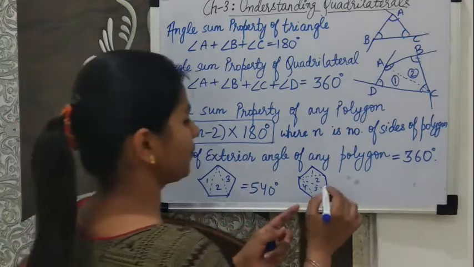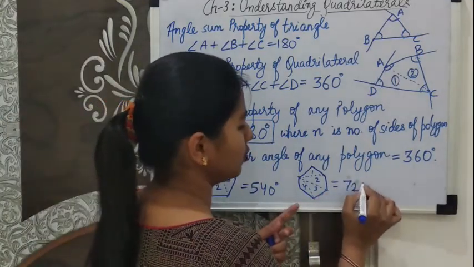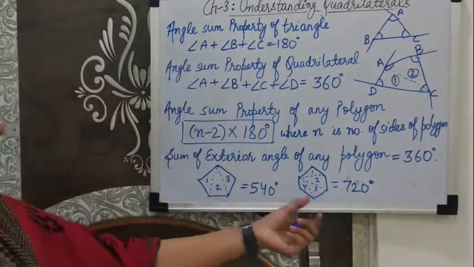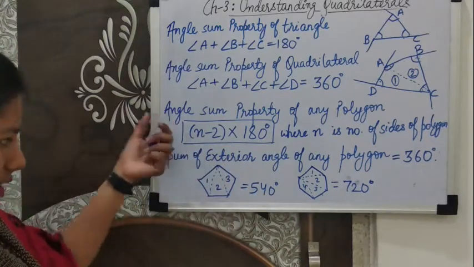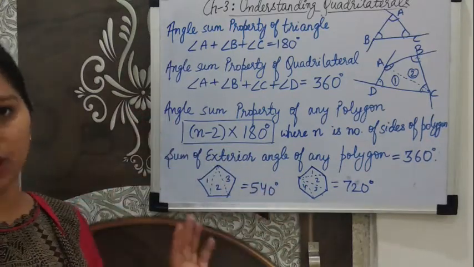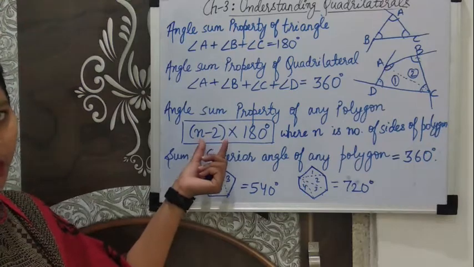18 fours are 72. So in this way we can find the angle sum property for any polygon by using this general formula.